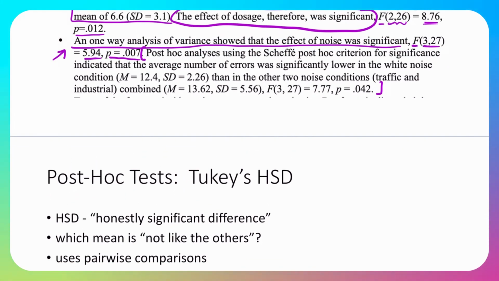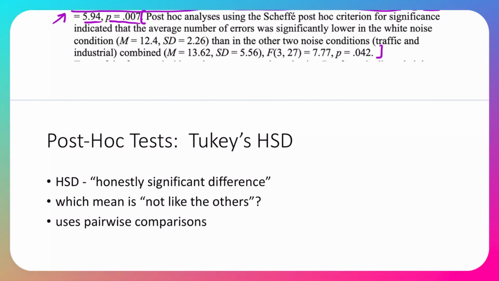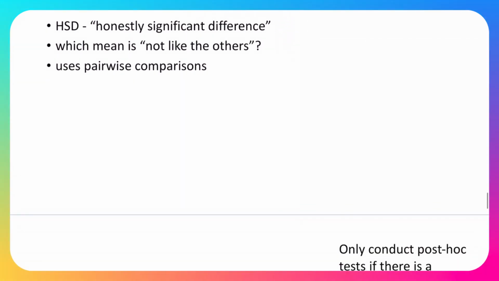So let's go ahead and take a look at post-hoc analysis. The post-hoc analysis that's often used is called Tukey's HSD. HSD stands for honestly significant difference, which means it's not like the others. And so what Tukey's HSD does is it uses pairwise comparison. In other words, it's essentially running independent t-tests using 2 groups at a time to see which of the means is not like the other.